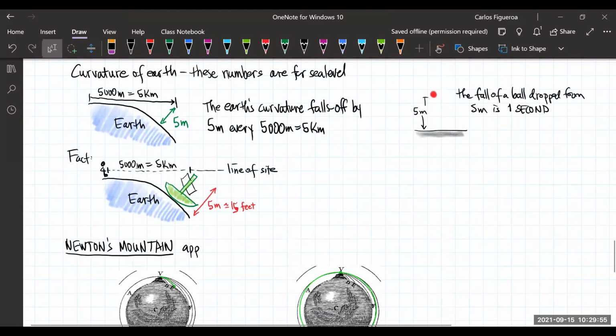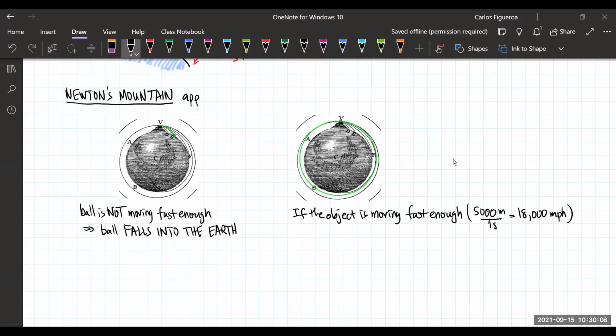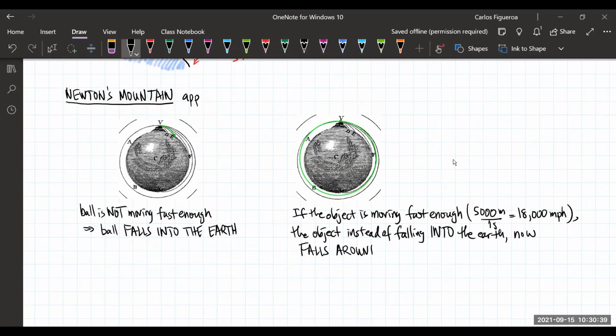And remember, that 5,000 is not a surprise because I chose that number because 5 meters means 1 second to fall. So if it's moving fast enough, the object, instead of falling into the earth, now falls around the earth. Which then means that it's constantly missing it because it's overcome the curvature of the earth.